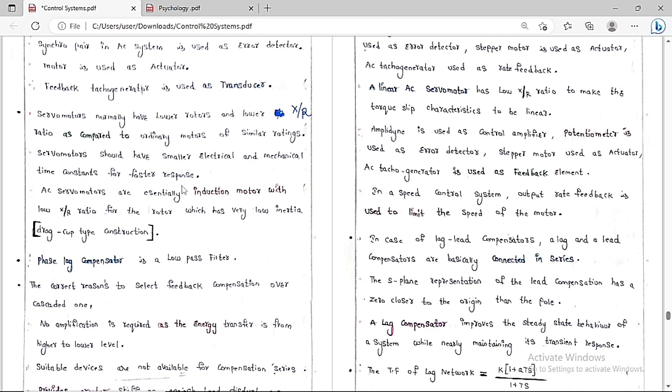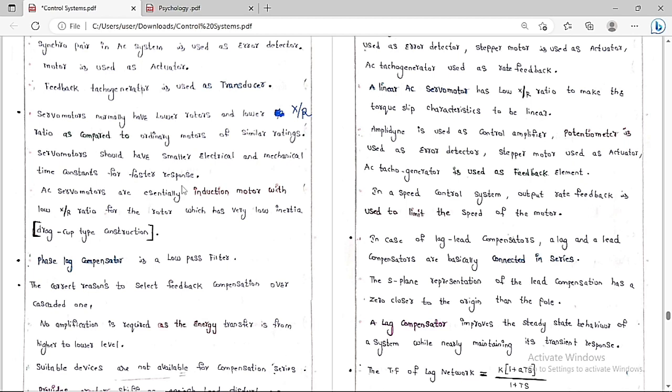Whenever you compare an ordinary motor and a servo motor of similar ratings, we can say the servo motor has lower rotor inertia as well as a lower X/R ratio. So these points always you have to keep in your mind. Whenever you compare two motors of similar ratings, one an ordinary motor and the other a servo motor, the servo motor has lower rotor inertia and lower X/R ratio.